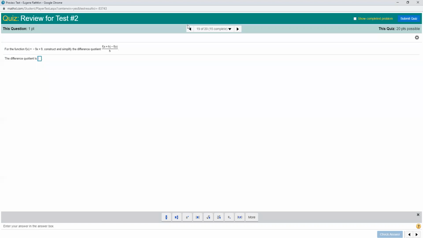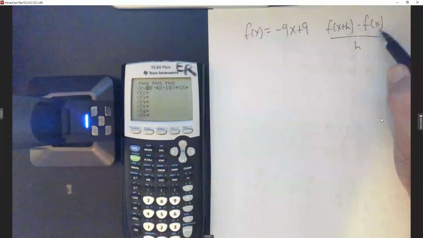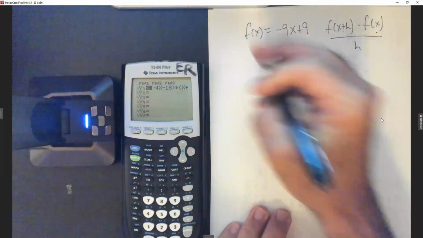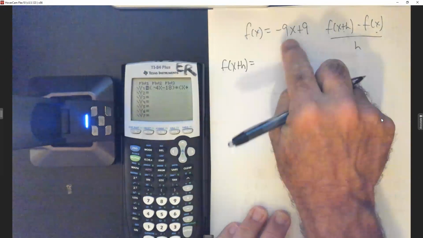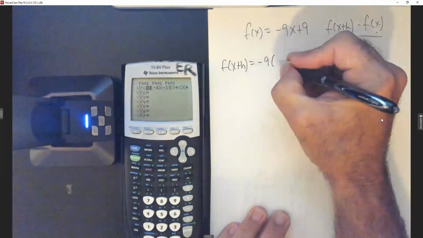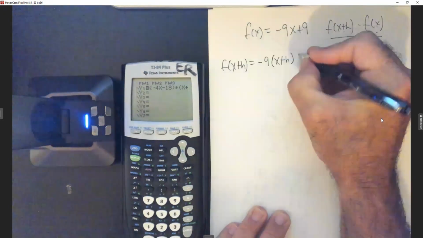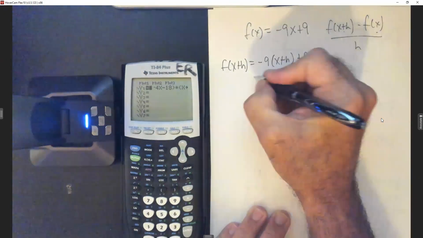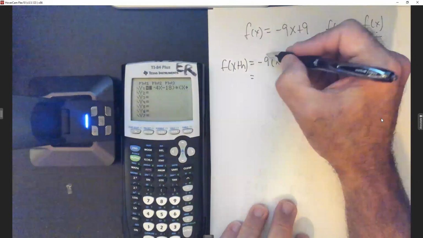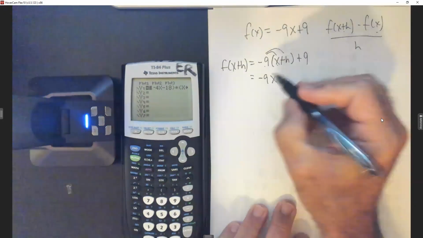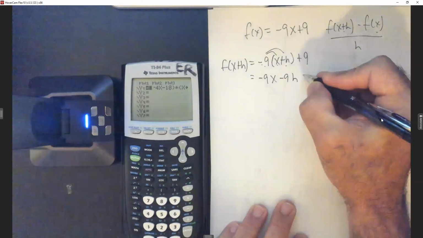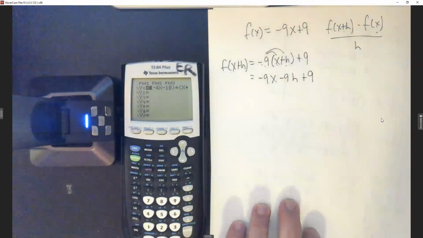So I'm going to go work this one out. So they're giving me the f of x part. I got to find the f of x plus h part. So here we go. F of x plus h will equal this equation, negative 9 times x, which is x plus h, plus my 9. Now, you would distribute to get rid of the parentheses. So negative 9 times x is a negative 9x. Negative 9 times h is a negative 9h. And then at the end is a plus 9. So you can't do anything else to that.